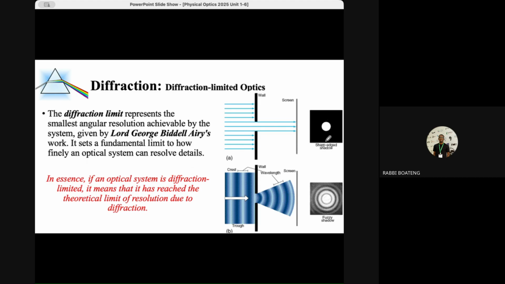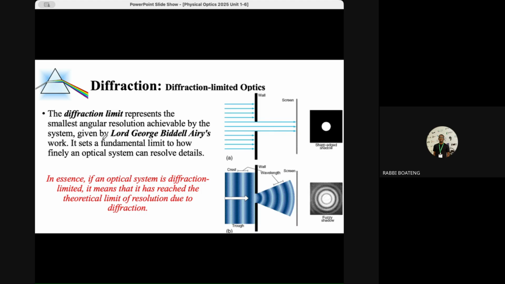Now, there's something that we call the diffraction limit. And the diffraction limit is just representing the smallest angle of resolution. Is that okay? And you see, if you have a very small angle of resolution, it means you have the most powerful resolution. Is that okay? Ideally, it's not possible to get the very maximum one. Is that okay? So we have something we call the diffraction limit, the best possible way that we can get the smallest angle of resolution.